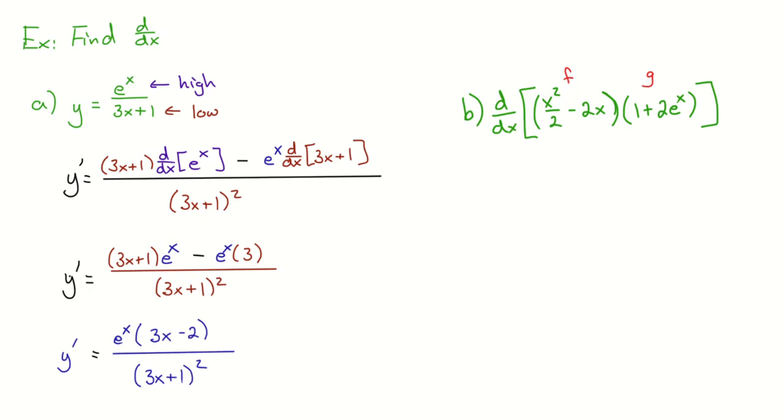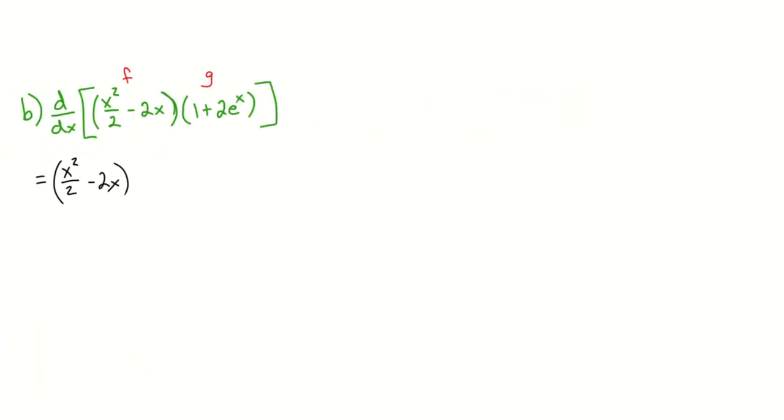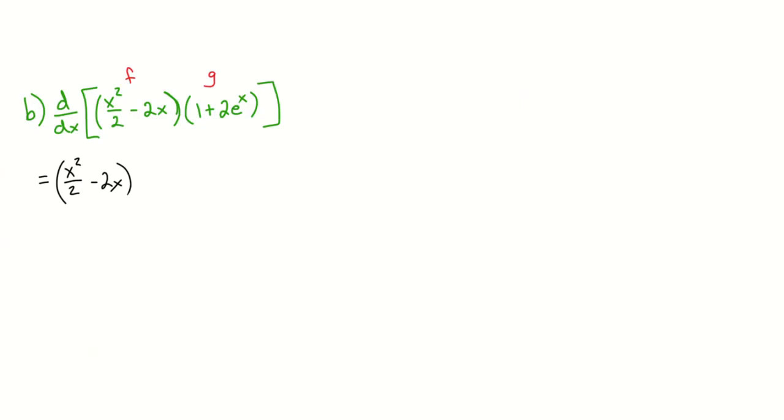The first, can we all agree, is f? Okay, so if we start working this, we do first, just first. Nothing changes. So it's x squared over 2 minus 2x. There's the first function. Now we take the first and we multiply by the derivative of what? The second.